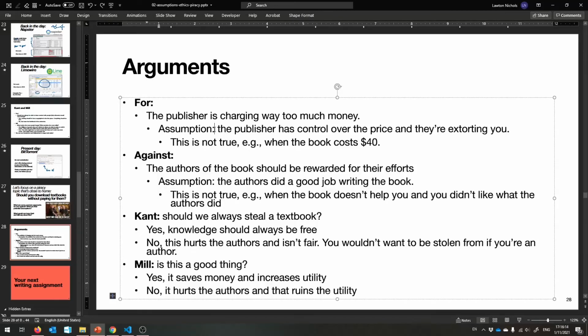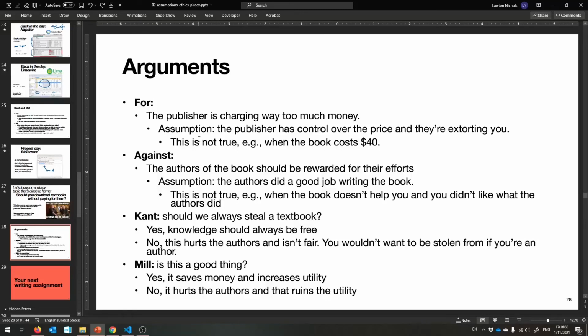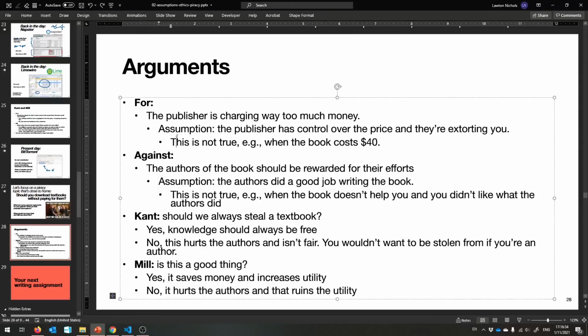So the assumption with this argument is that the publisher actually has control over the price, and they're going and extorting you. They're charging more than they should. But sometimes this actually isn't true, and you can't make this argument when the book costs something like $40. Maybe that's probably just the price of printing it with color. Okay, so that's an argument for and a counter-argument.